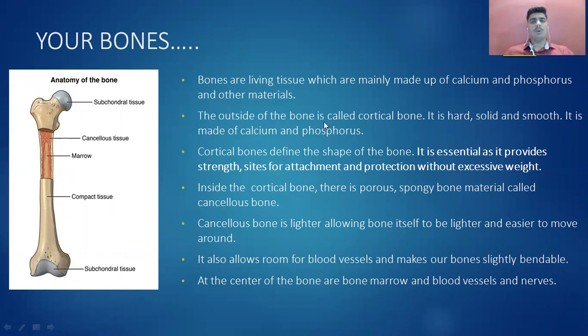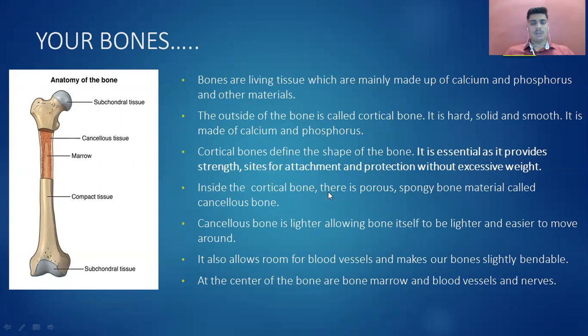The outside of the bone is called cortical bone. It is hard, solid, and smooth. It is made up of calcium and phosphorus. So this you can see, this is called cortical bone. Now, cortical bone defines the shape of a bone and it is essential as it provides strength and sites for attachment and protection without excessive weight.